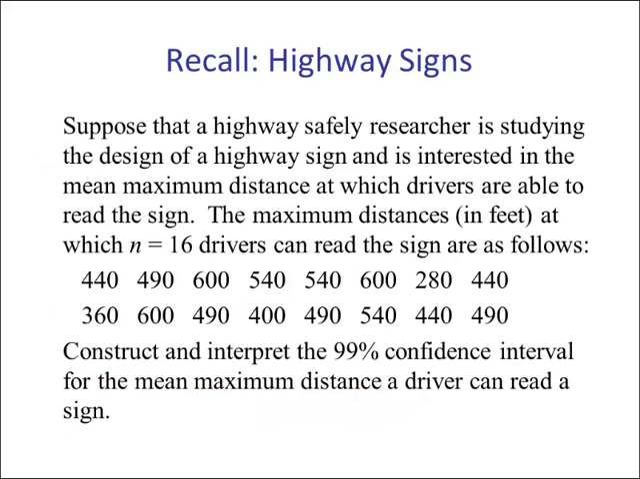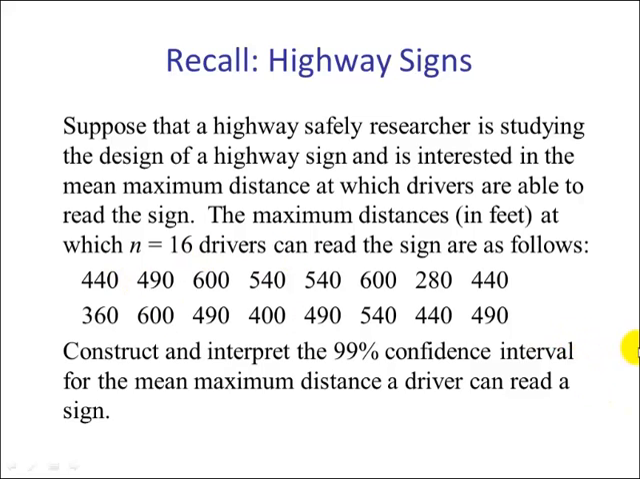Now this is a new example. Suppose that a highway safety researcher is working on the design of a highway sign and is interested in the mean maximum distance at which drivers are able to read the sign. The maximum distances, measured in feet, at which n equals 16 drivers can read the sign are as follows. We have the raw data, 16 values.